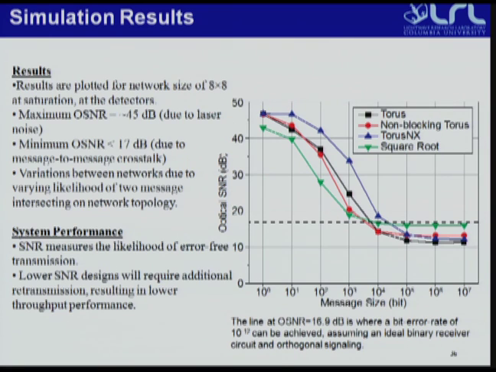The square root actually does a little bit better than the others, which is completely non-intuitive to me. And it actually almost reaches the point where we consider it error-free. This is 10 to the minus 12, which is considered error-free in telecom. But it's not even there, which means that we definitely need to consider noise and crosstalk as heavily integrated into our design methodology, basically.